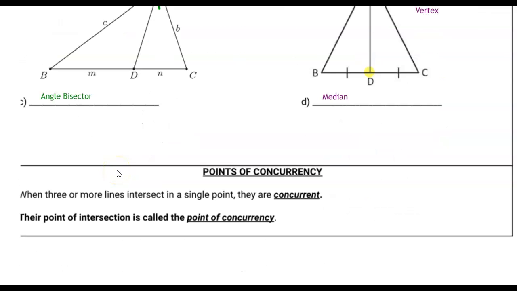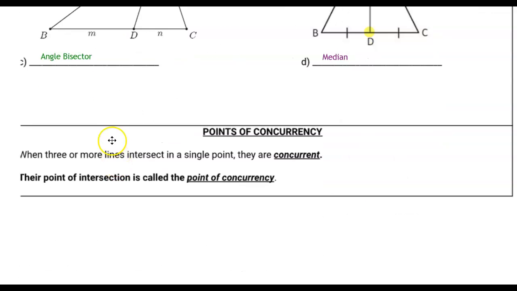All right, now that you've identified all of these types of lines, let's talk about points of concurrency. A point of concurrency is just that, a point where two things concur or intersect each other. When three or more lines intersect in a single point, they are concurrent. Their point of intersection is called the point of concurrency. As a matter of fact, you can identify a point of concurrency with fewer than three lines. Once you draw two different altitudes or two different medians or two different angle bisectors, whatever point they intersect at, that's also a point of concurrency. So we can even correctly say when two or more lines intersect at a single point, they're concurrent.